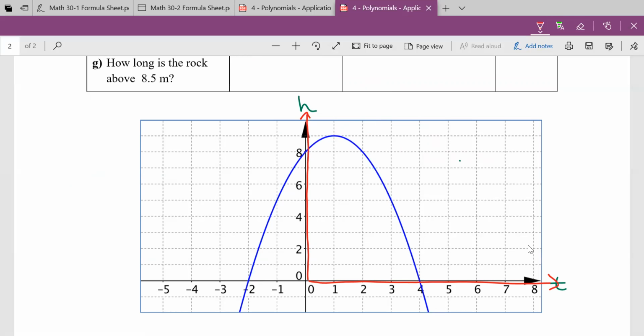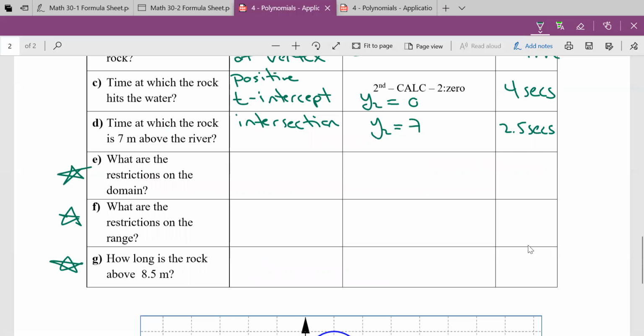So what's my domain then? Well, time has to be bigger or equal to 0, and time stops at 4 seconds when I hit the water. So what are the restrictions on the domain? Well, really, friends, I'm looking in quadrant 1, right? And I need to find my intercepts for this one. Our domain for this would be 0 is less than or equal to t is less than or equal to 4.